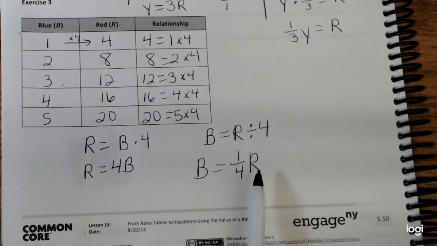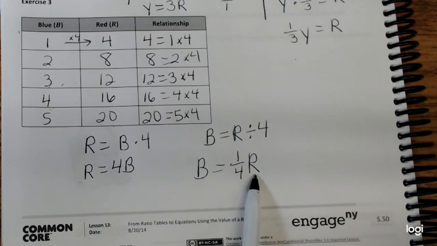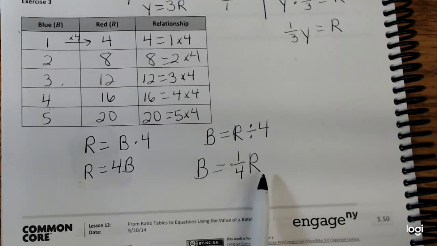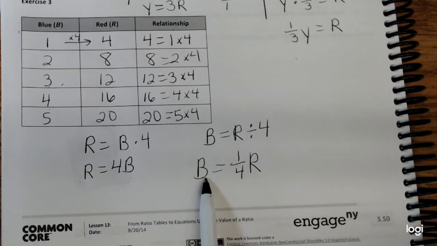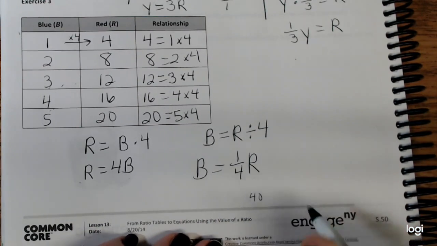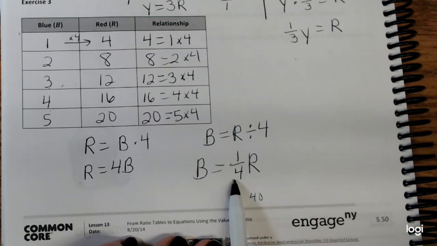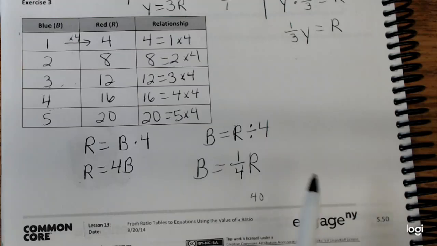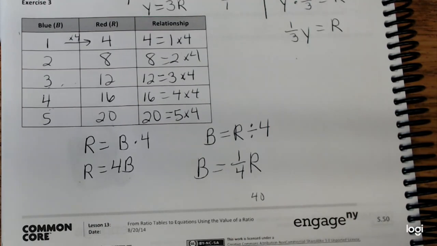So once again, let's say I know how much red paint. Let's say I know I have 40 gallons of red paint. How much blue paint would I need? Well, I would take my 40 gallons and divide it, or cut it in fourths, which would be the answer, 10.